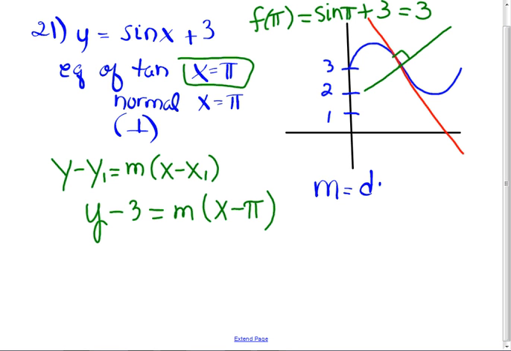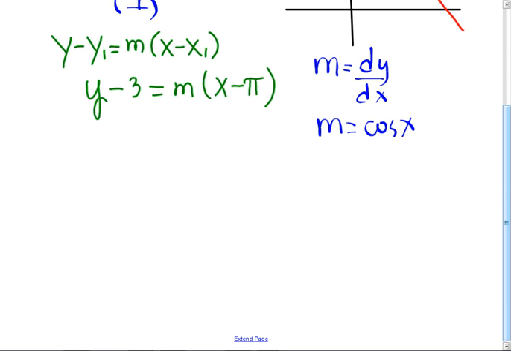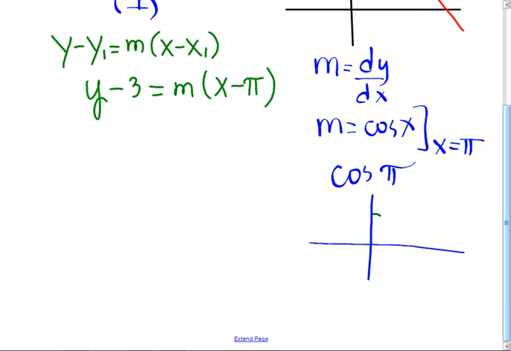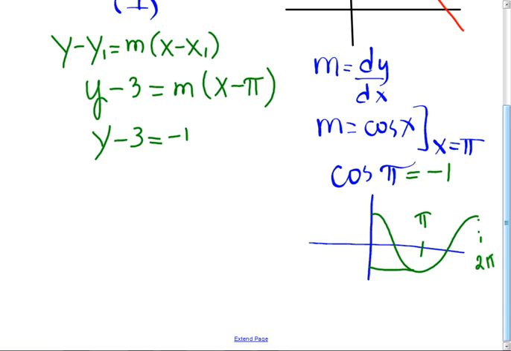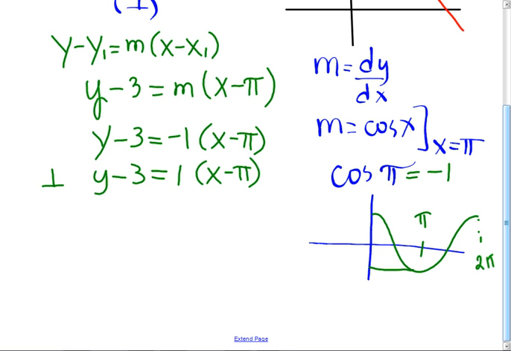What is slope? It's the derivative of y with respect to x. So the derivative of the sine of x is cosine of x, and the derivative of 3 is 0. And I have to evaluate that at x equals pi. If I don't know what the cosine of pi is, I will draw a graph. When you get into the exam, I strongly recommend that you just draw the graph of the cosine curve, remembering that this is 2 pi, and we divide these in half. There's pi. What's the cosine of pi? Not 0, -1. So the slope is -1. So the tangent line is y minus 3 equals -1 times x minus pi, and the perpendicular is y minus 3 equals 1 times x minus pi.